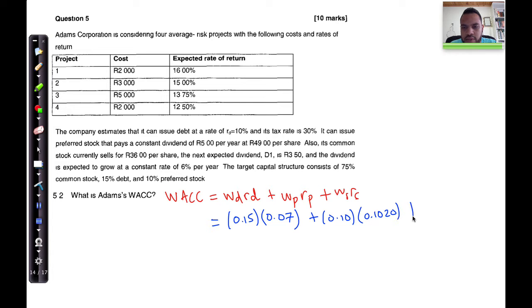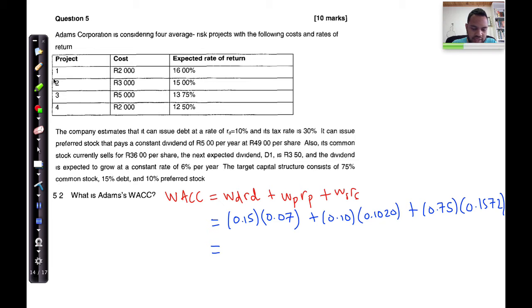0.1020, plus the weight associated with common stock is 0.75, and we're going to multiply that with the return expected over there, which was I think 15.72, which is going to be 0.1572. I'm not going to work out each one individually, but when you sum this up, you should get a result of the following.